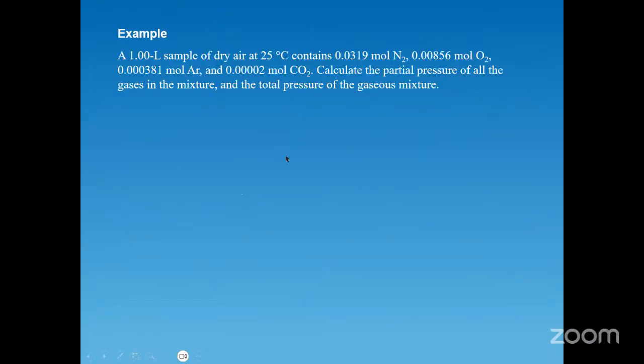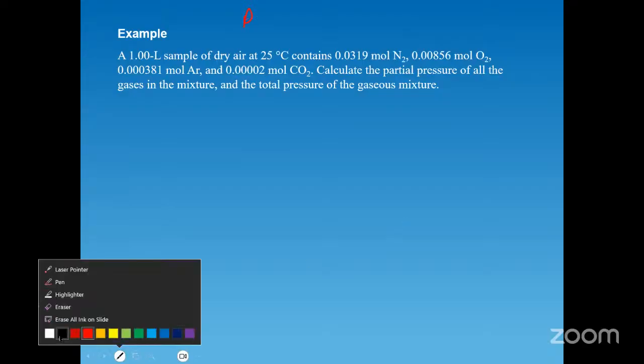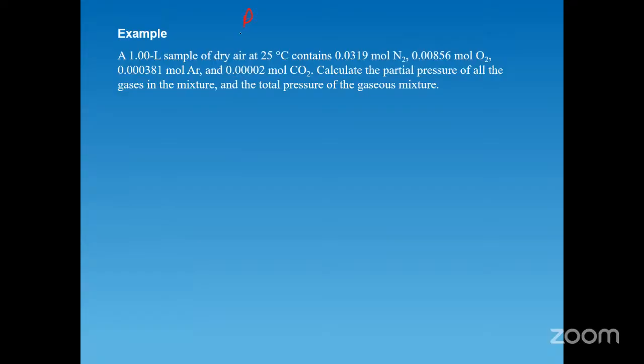Okay, so let's look at this particular example. It says a 1 liter sample of dry air at 25 degrees contained, and it gives you the moles of the different components. And it says calculate the partial pressure of all the gases in the mixture and the total pressure of the gaseous mixture. All right, so the equation that we will use is P for each gas will be equal to the number of moles of the gas RT over V, right?